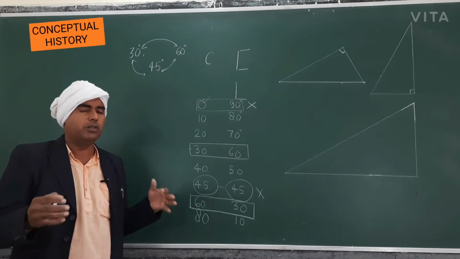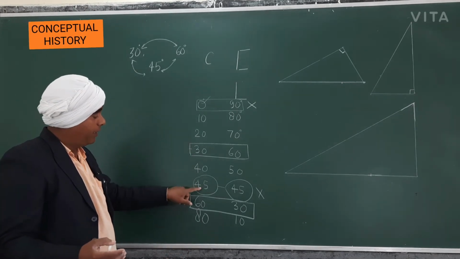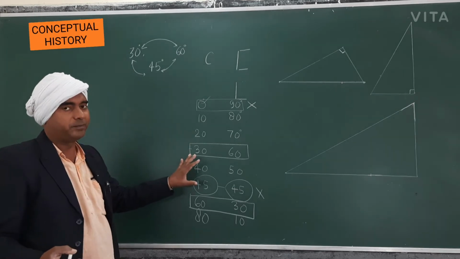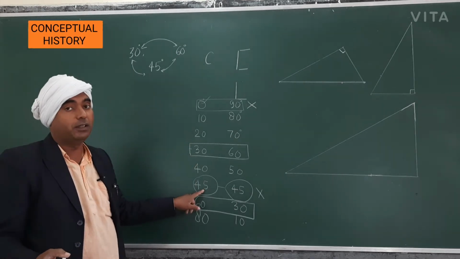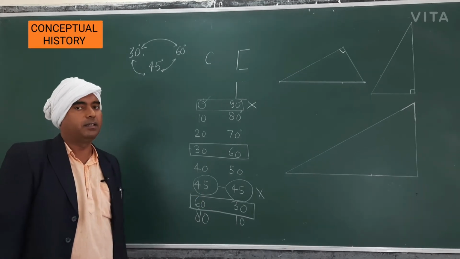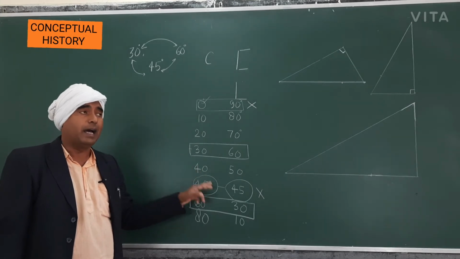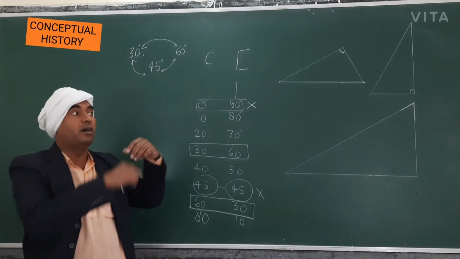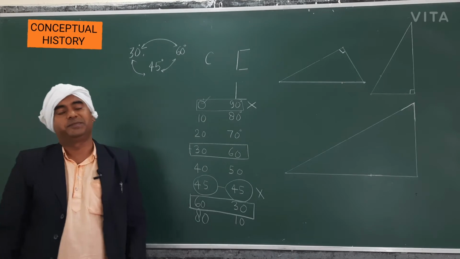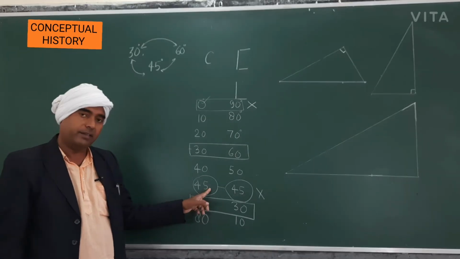The whole thing which you are studying now, 45, 30 degree and 60 degree, 45 especially was used in BC at the time of Pythagoras. Pythagoras was the first person who found the height of a tower without climbing it. That's a very historical concept, 45 degree.